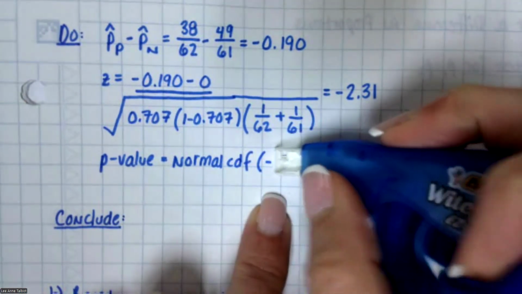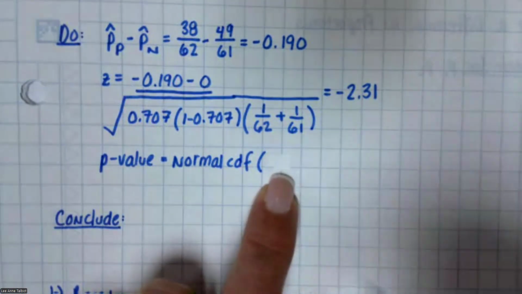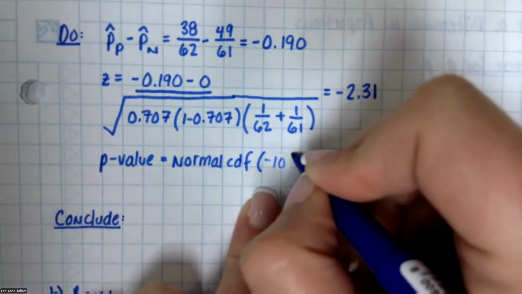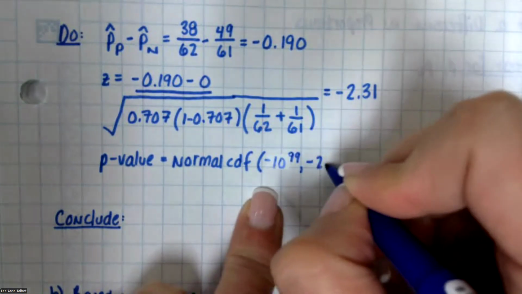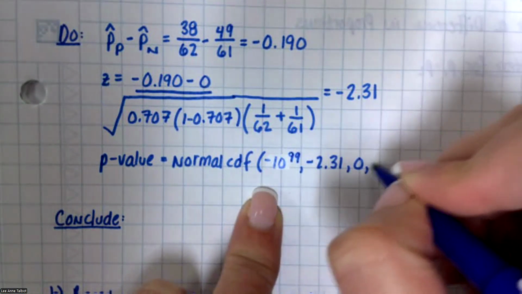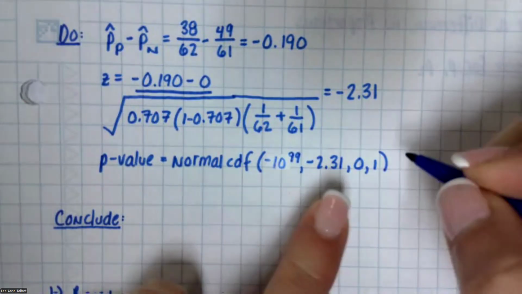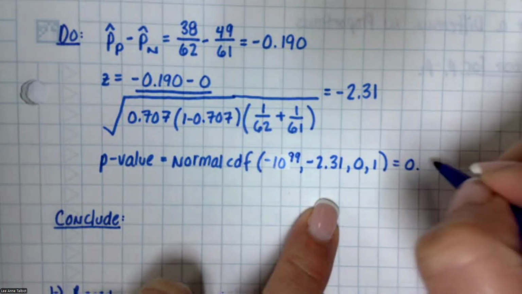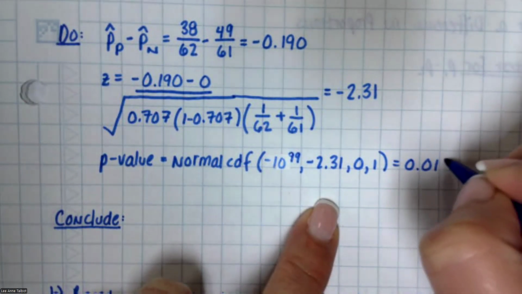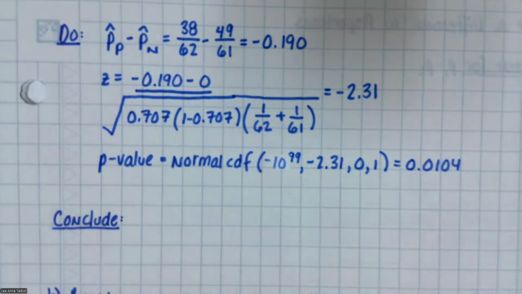Nope. Nice. Party emoji. Why is it party? Because it's less than 0.05.